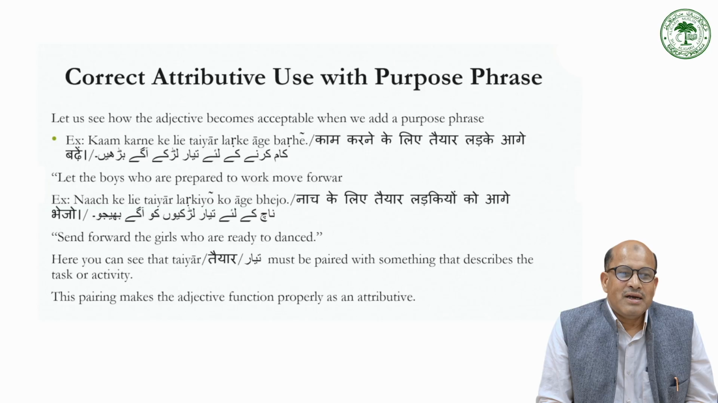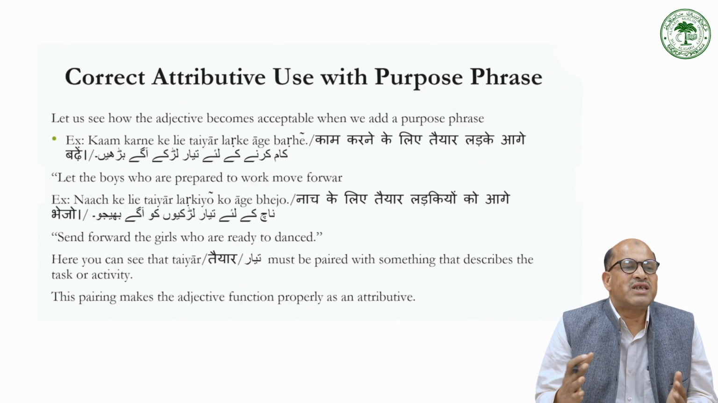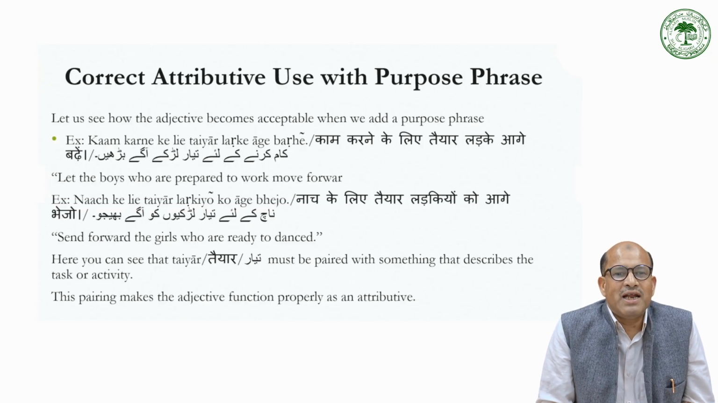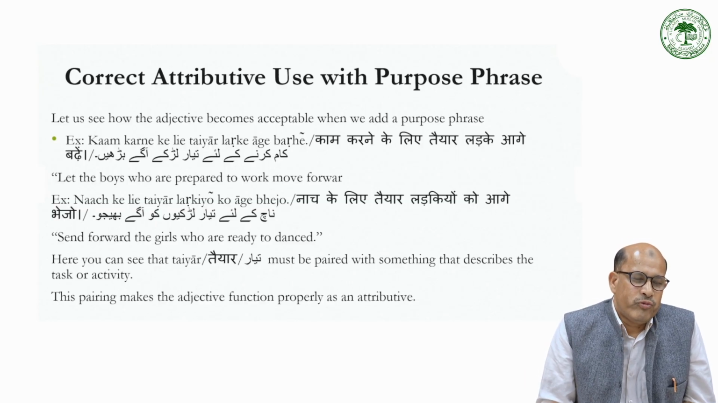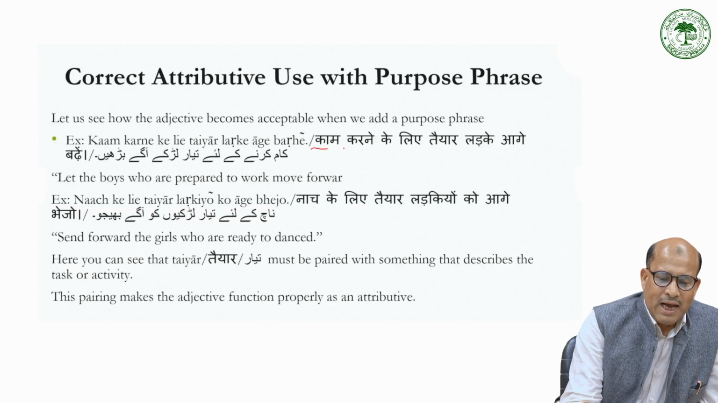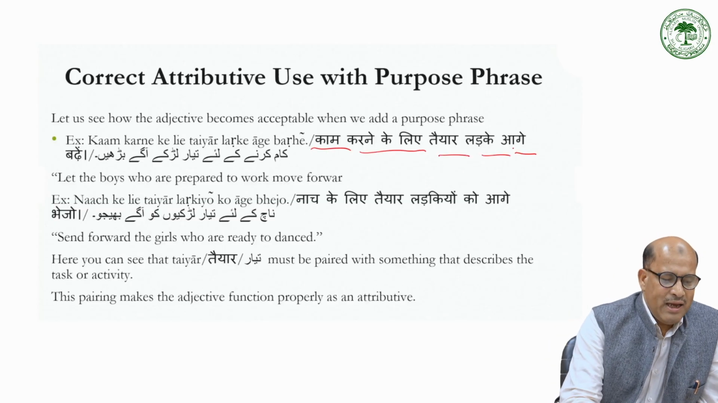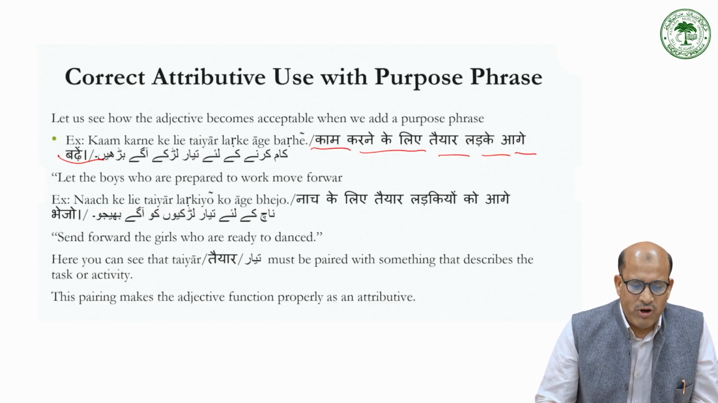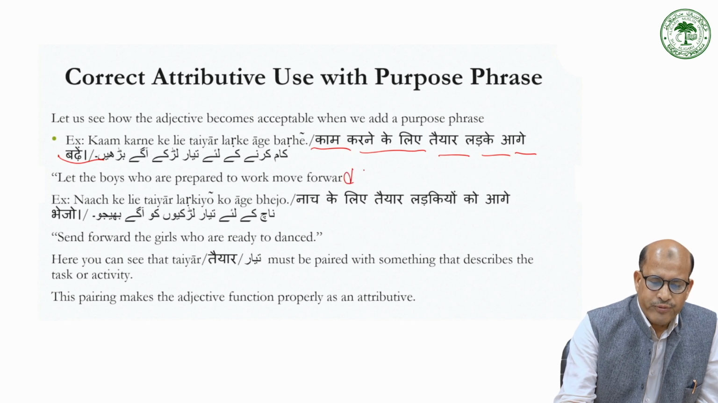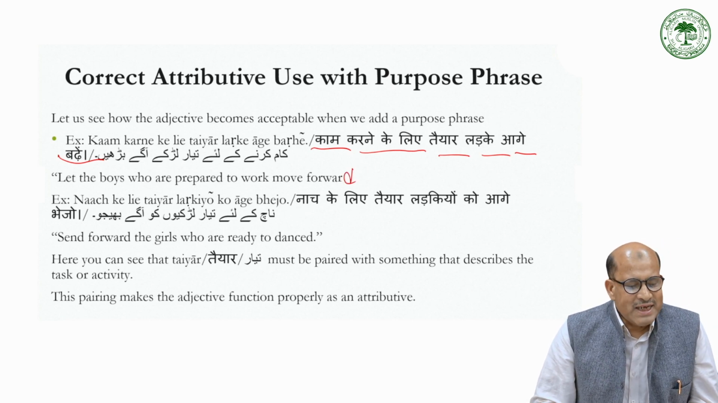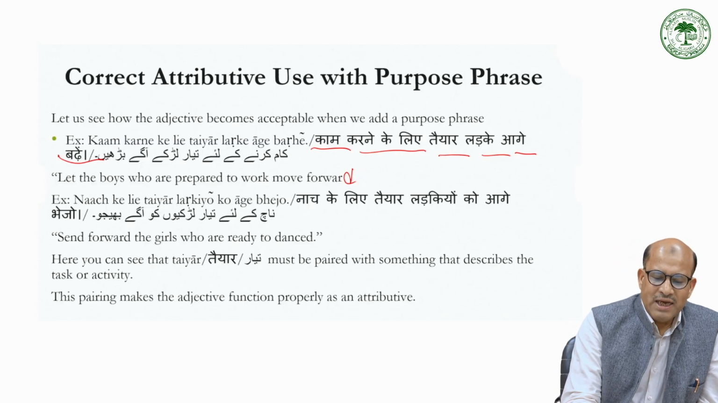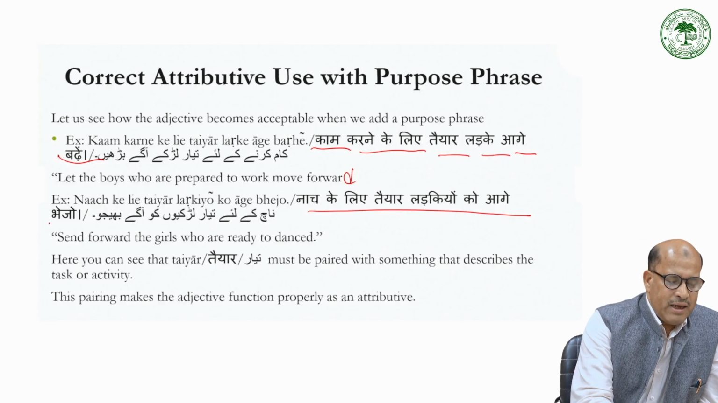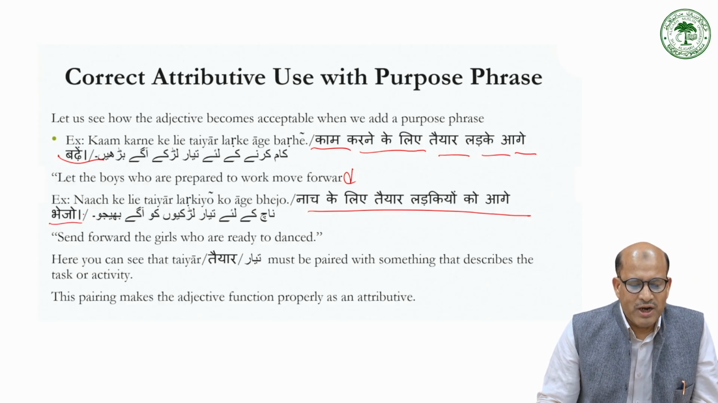Now, let us see how the adjective becomes acceptable when we add a purpose phrase. Purpose means for some reason. If you use that, काम करने के लिए तैयार लड़के आगे बढ़ें. So let the boys who are prepared to work move forward. Look at the example, नाच के लिए तैयार लड़कियों को आगे भेजो. Send forward the girls who are ready to dance.